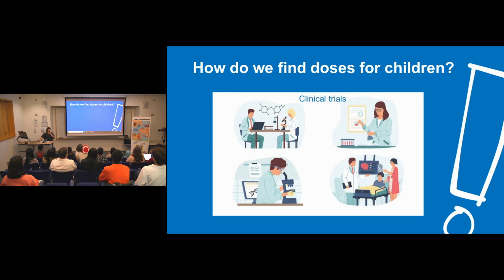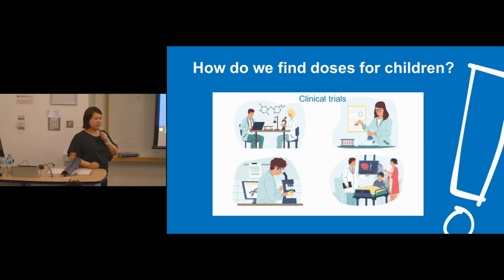So how do we do that? Ofran has already alluded to it. Clinical trials are the best way to find out what happens, what happens if we do or don't do something. It's always the best way to find out what doses should be given to children as well.